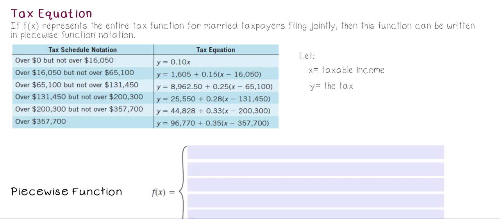In the second video for Unit 6 Learning Set 2, we're going to look at tax equations. So if f of x represents the entire tax function for married taxpayers filing jointly, then this function can be written in piecewise function notation. And in this table, we're going to let x equal the taxable income and y equal the tax. So these are the tax equations from the schedule for each bracket.